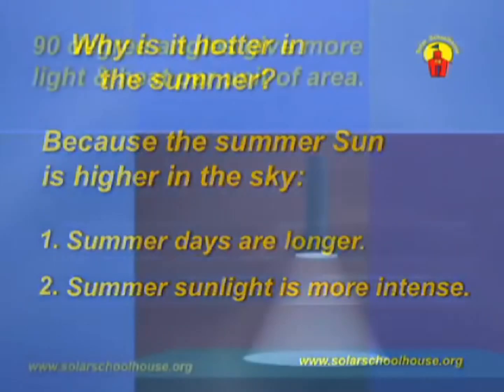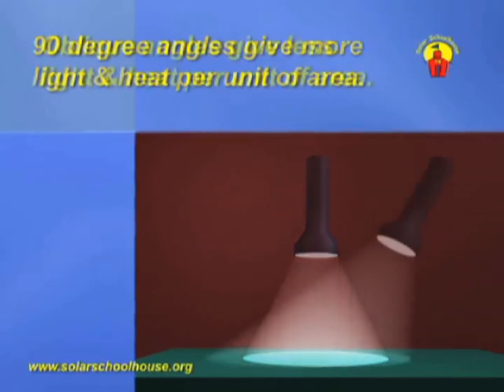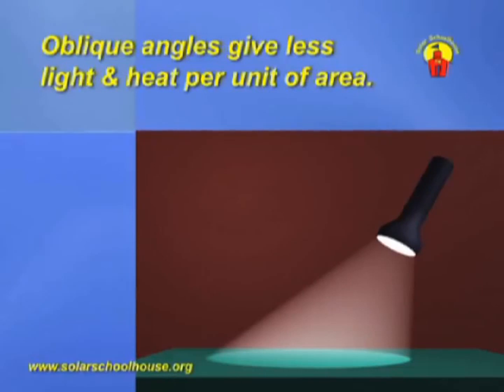To see why the summer sun is more intense, let's use a flashlight for a simple demonstration. In a darkened room, shine the flashlight on a flat surface at a direct 90-degree angle. Notice the size of the area lit by the light. Then angle the flashlight down to a less direct angle. The size of the lit area increases, but the intensity or brightness of it is reduced. The more direct 90-degree angle provides the most intense light. The same thing happens with the sun. The higher it is in the sky, the more direct and intense the sunlight will be.